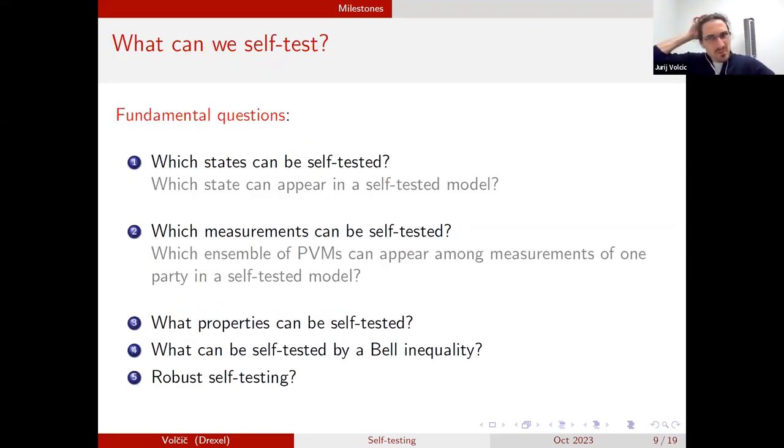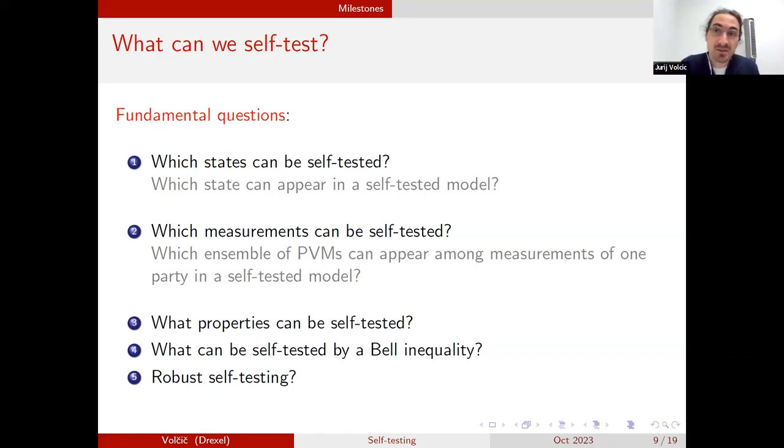Now, we talk about what can be self-tested. Let me make this a little bit more precise. Often one says, which state can be self-tested? What people tend to think under this question is, which state can appear in a self-tested model? And similarly, which measurements can be self-tested? It's about which measurements appear in a self-tested model.